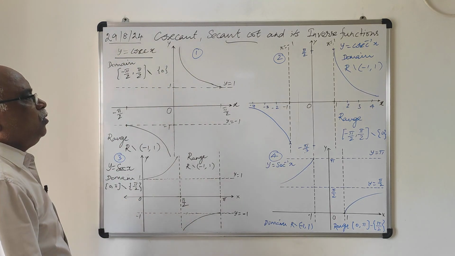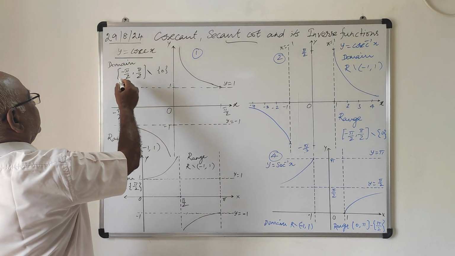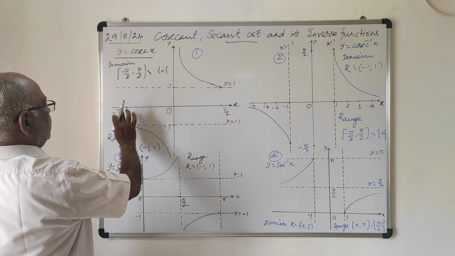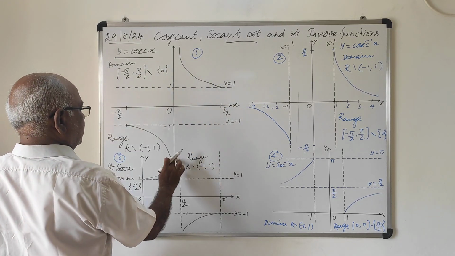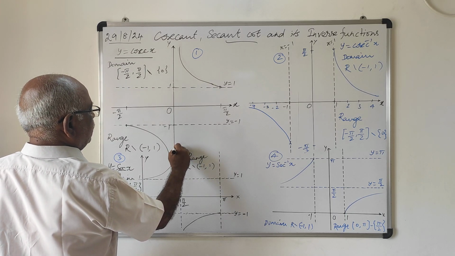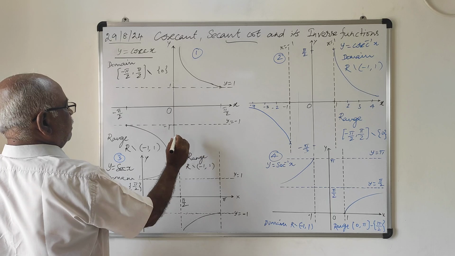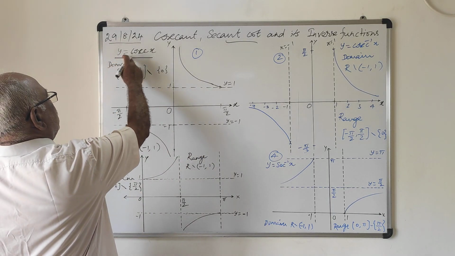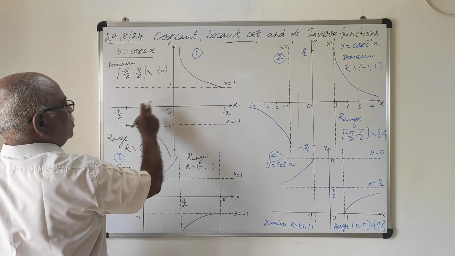The graph of y equal to cosecant x. The domain of cosecant x is minus pi by 2 to plus pi by 2 except 0. That's why 0 is not in the domain. See, the domain of cosecant x is the closed interval minus pi by 2 to plus pi by 2 except 0.